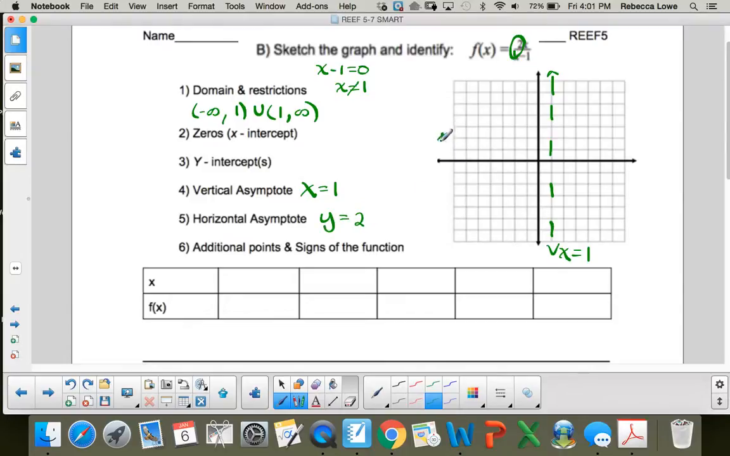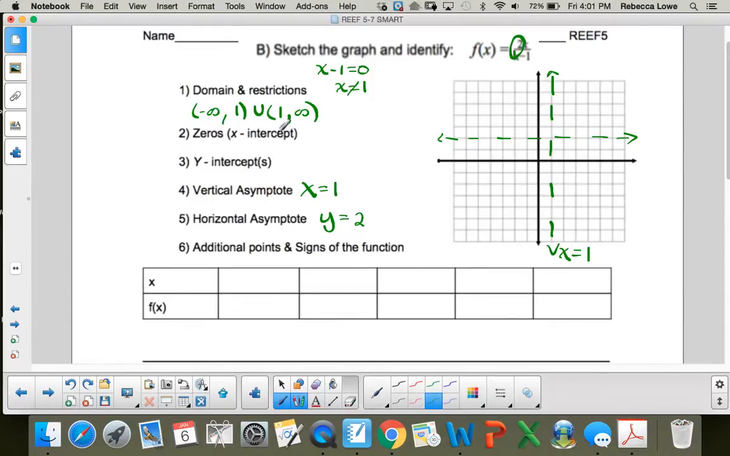We'll talk a lot more about this in class, so you're not expected to understand all this right away. So this is y equals 2. The function can cross that, and sometimes it does, but it can't cross the vertical asymptote.